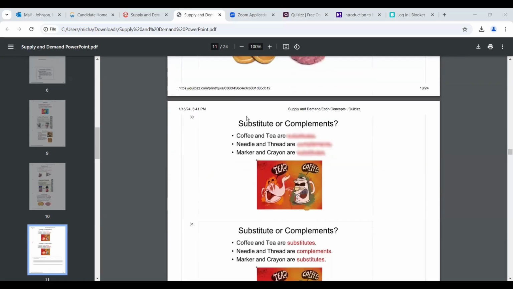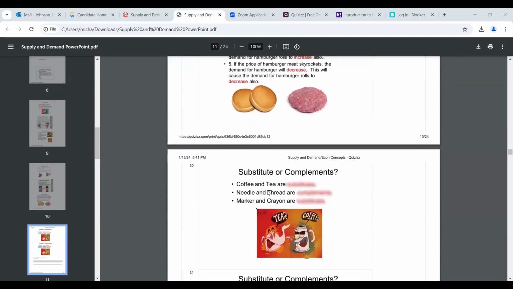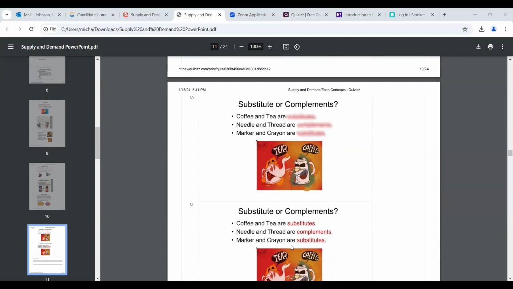So let's do this here. So I'll just say coffee and tea are substitutes. Needle and thread are complements. Marker and crayon are substitutes. So those are some examples. If the price of coffee goes up, the quantity demanded for tea will go up.